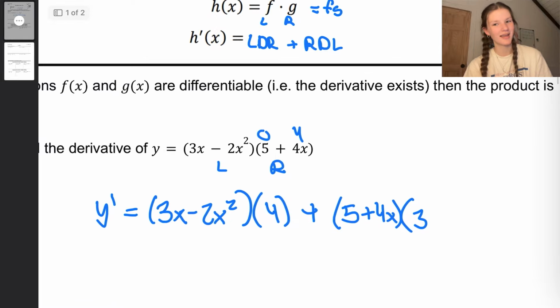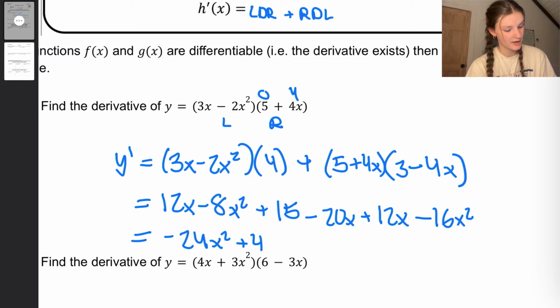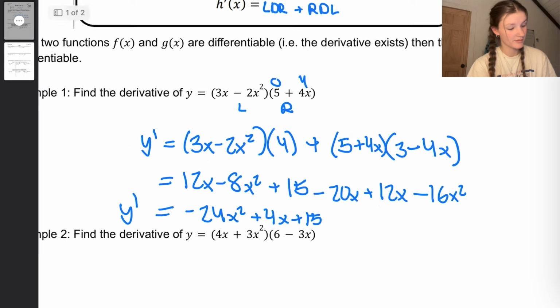It's so far into the year, I feel like everyone knows the product rule, but I just want to do this just in case. Sorry if I'm bashing you if you don't know the product rule, I apologize. Okay, minus 4x. Boom. Okay, now just simplify. If they don't ask to simplify, well, I simplify, but we're going to do it. 4x plus 15 is equal to the derivative of y.